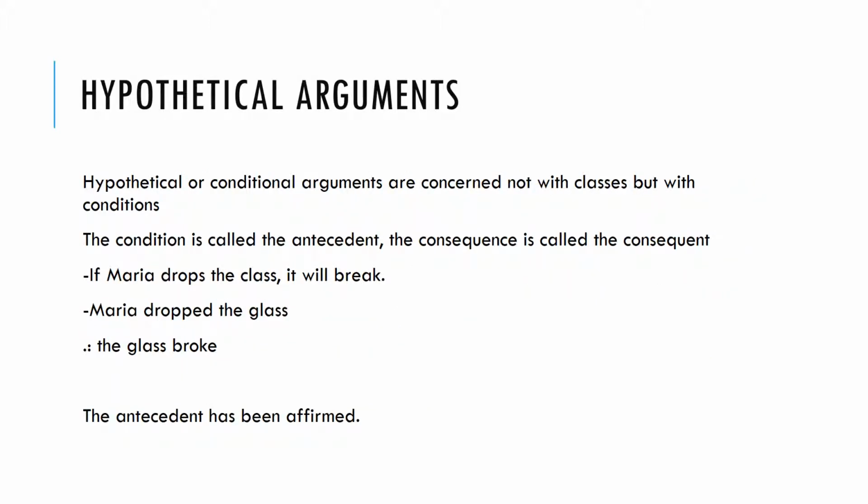Let's take a look at another type of argument called a hypothetical argument. Hypothetical or conditional arguments are concerned not with classes, but with conditions. The condition is called the antecedent, and the consequence is called, very uncreatively, the consequent. Here's an example. If Maria drops the glass, it will break. Maria dropped the glass, therefore the glass broke. In this case, the antecedent has been affirmed.